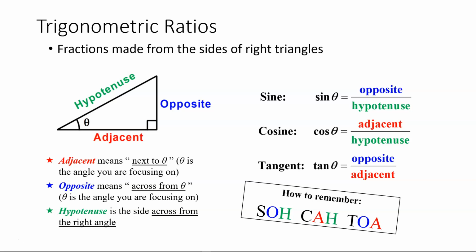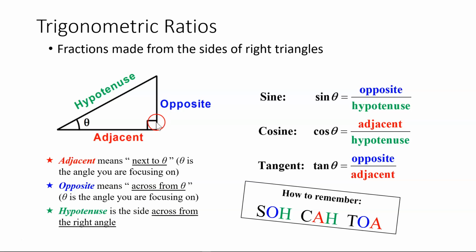So in a right triangle, we label the three sides as opposite, adjacent, and hypotenuse. Adjacent means right next to theta. And remember, theta is just a Greek letter, and it's kind of like x when you're talking about an angle. It just means an unknown angle size. So adjacent means right next to the angle that you're looking at. Opposite means the side far away from that angle.